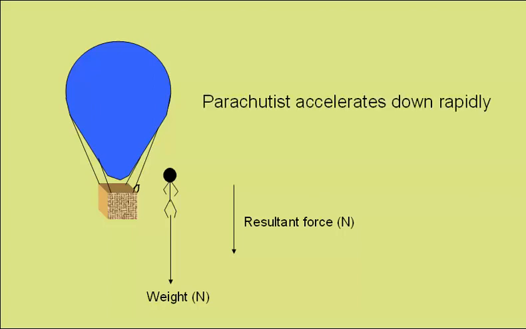The parachutist has now immediately jumped out of the balloon, and so he initially has 0 vertical motion. He will have his weight acting down, and that will be the resultant force, as there is no air resistance at this point. As there is a large resultant force downwards, the parachutist will accelerate down rapidly.